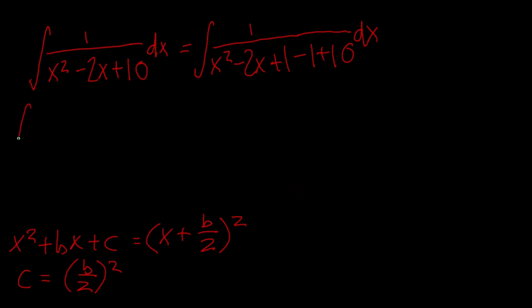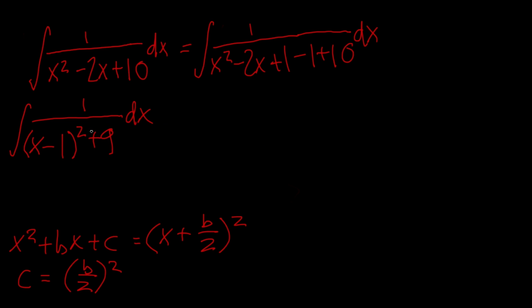And now we can complete the square here. So this can be rewritten as 1 over, now we have x squared minus 2x plus 1. This can be rewritten as x minus, we have b half, so b is negative 2, we're going to get negative 1 right here. So x minus 1, squared. And then we have to consider this minus 1 and plus 10. So we say 10 minus 1 is just 9, and we add that 9 right there. And now we've completed the square for the denominator.